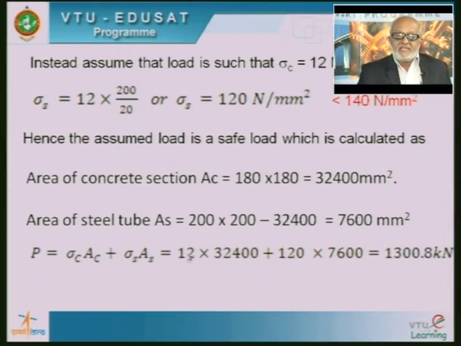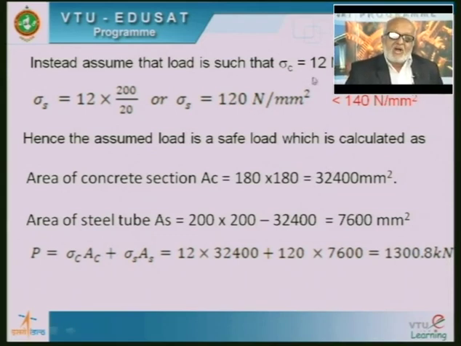Sigma c I will take as 12 into the area of the concrete section, 32,400. Stress in steel now would be 120. I will take this value. The area of the steel tube is 7,600. We will simplify this. You will be getting the load as 1300.8 kilonewtons. So, this is the load that the composite post can carry, such that the stress in steel is 120 Newton per mm squared and the stress in concrete is 12 Newton per mm squared.